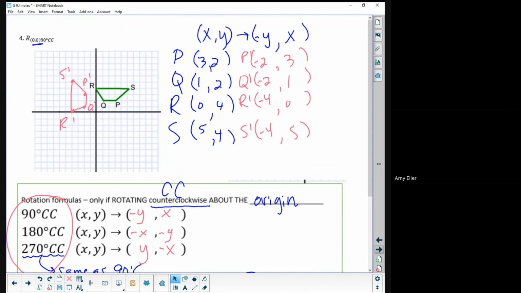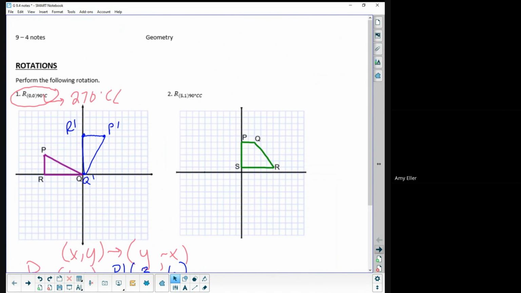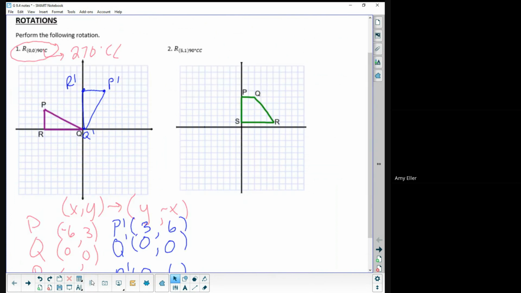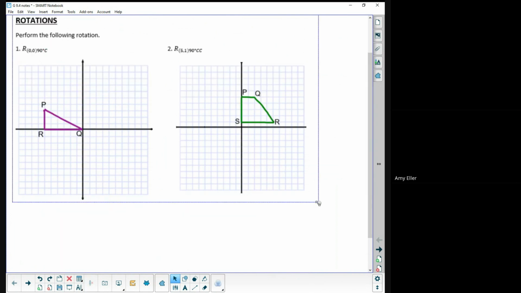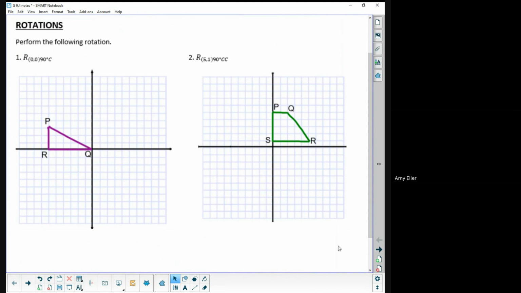Okay, let's go back to the ones we skipped then. Number 2. We cannot use the formula since we're rotating around the point (0, 51). Let's kind of darken in that point. It happens to be point R. That means R is not going to move. Not the origin this time. That will move. R is not going to move.